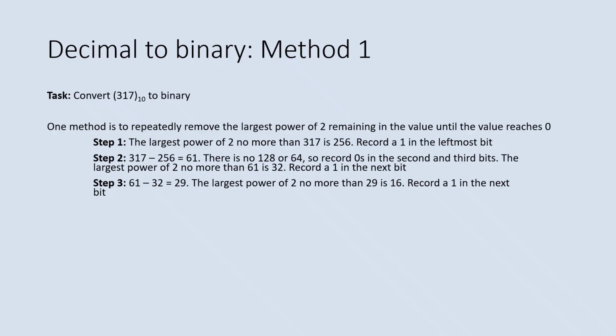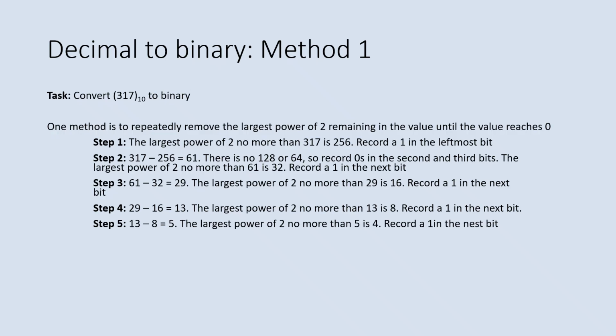Remove the 32 that we have now recorded from the 61, we're left with 29. The next power of 2 that's not larger than 29 is 16, so that's the very next position. We're going to record a 1 in that bit. Remove the 16, we're down to 13, and that leaves an 8 as the largest power of 2 in there, so we record a 1 in the following bit, which again corresponds to the 8 position. Remove that, and we have 5.